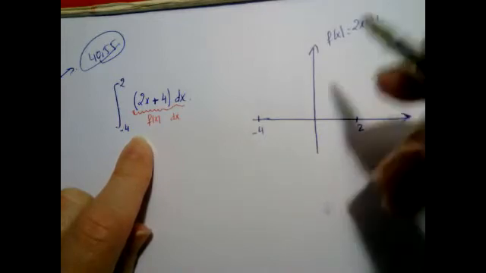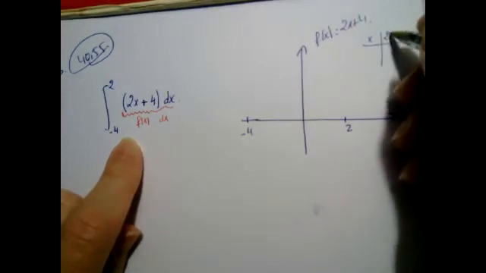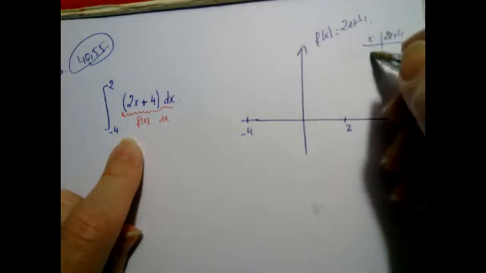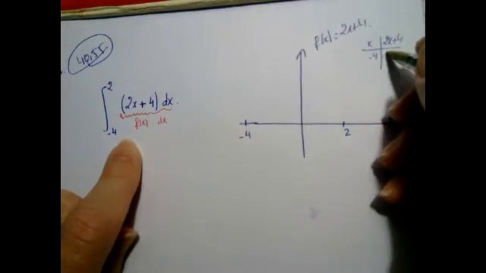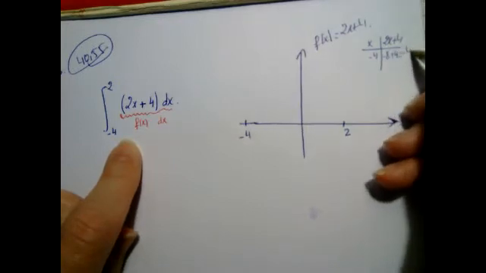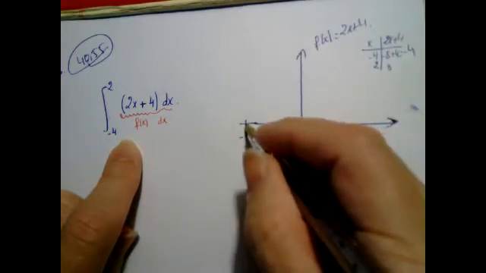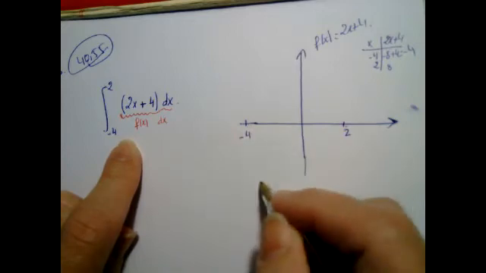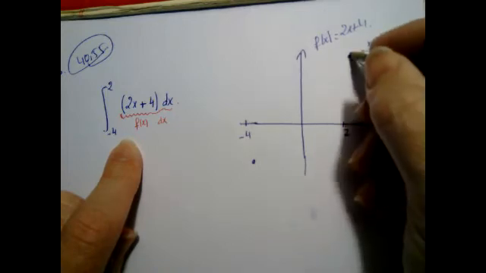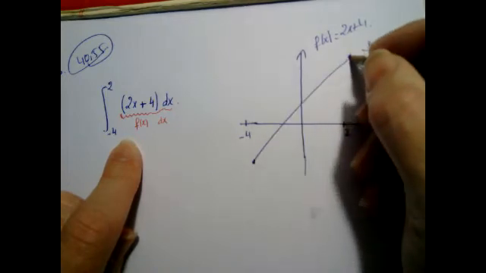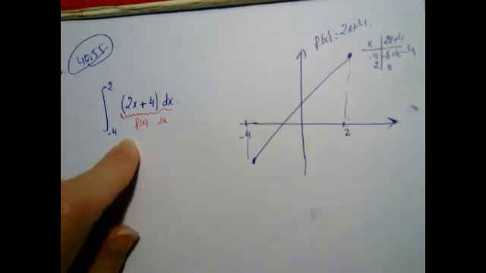So 2x plus 4, that's a straight line. I'm going to sketch it. If x is -4, this is -8 plus 4, which is -4. And if x is 2, this is 4 plus 4, that's 8. So at -4, I am at -4, right here, and at 2, I am right here. So that's my graph. Okay, that's the graph.